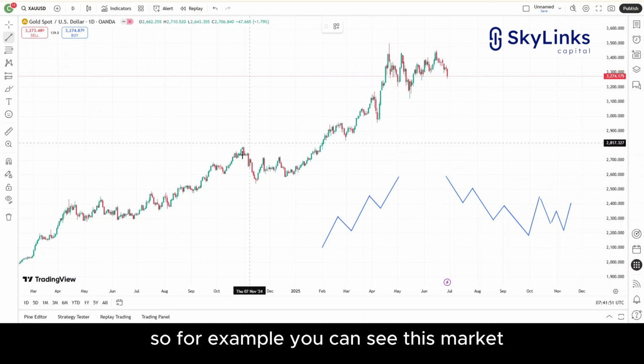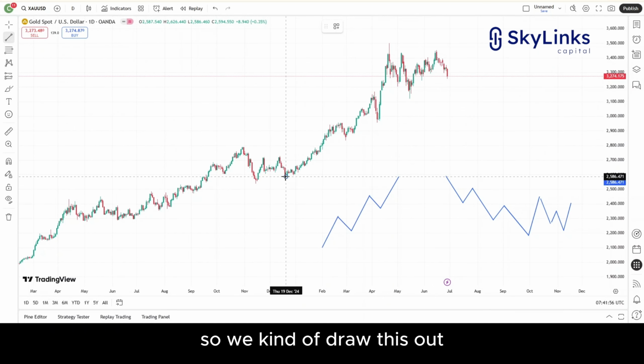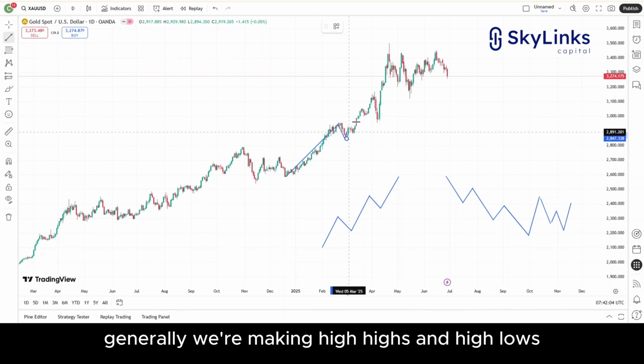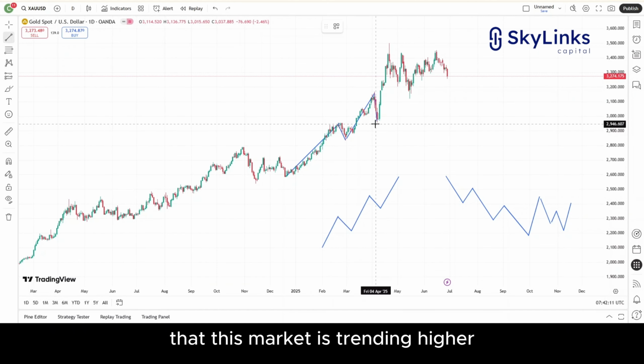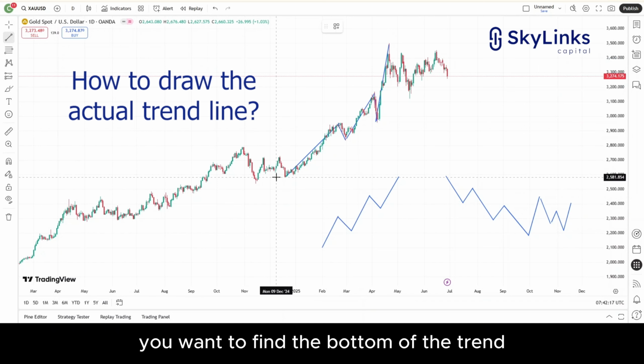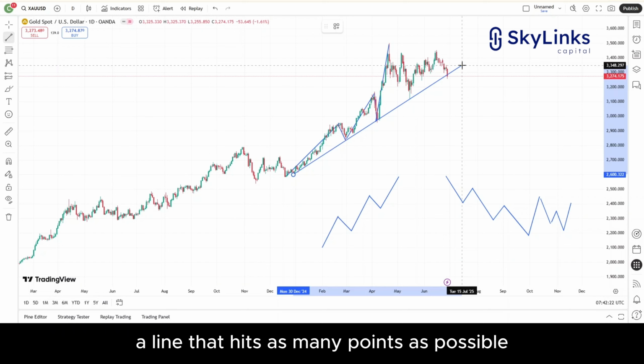So, for example, you can see this market, this is gold. I think we're trending higher. So we kind of draw this out. Generally, we're making higher highs and higher lows. So there's definitely an argument that this market is trending higher. What you want to do is find the bottom of the trend, and then draw a line that hits as many points as possible.